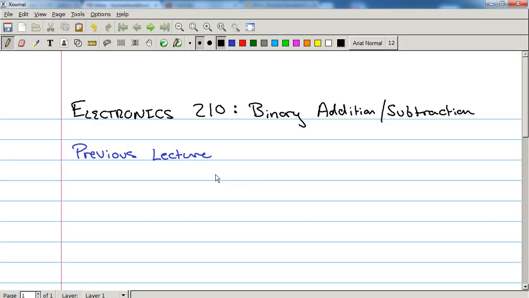Alright, so today's Electronics 210 lecture is going to be on the concepts of binary addition and subtraction, and also the concept of representing negative numbers in binary. So this was a homework problem for lecture 1.